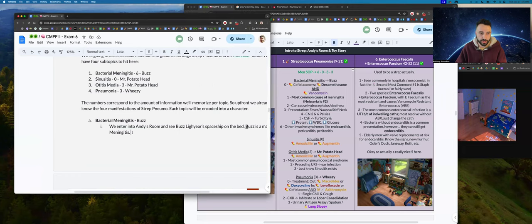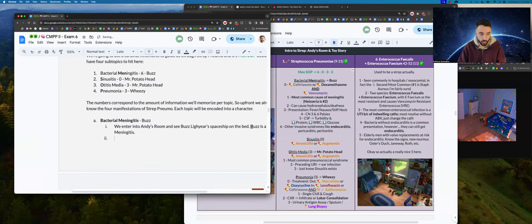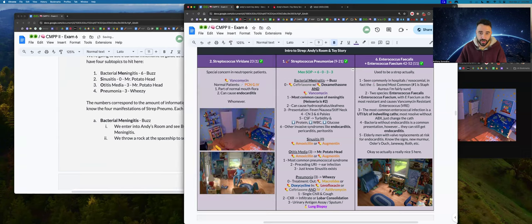So ceftriaxone is going to be either the rock, or this is actually a good one. So we throw a rock at the spaceship to see if there's any activity. All right. So that is our clue for ceftriaxone.